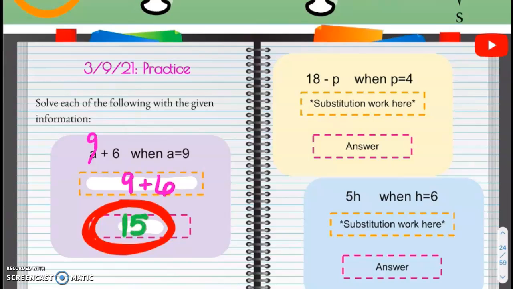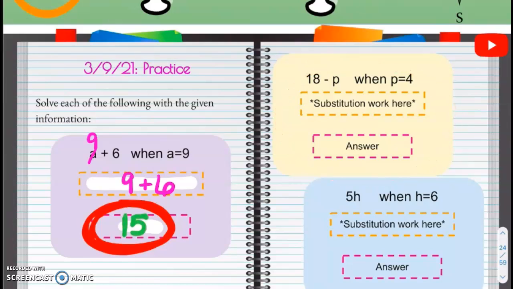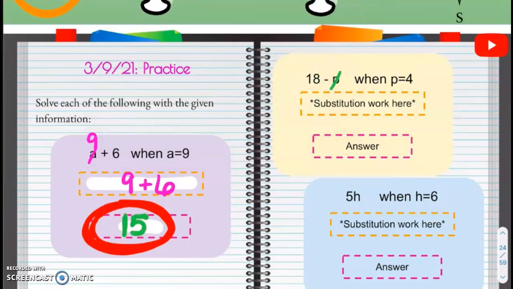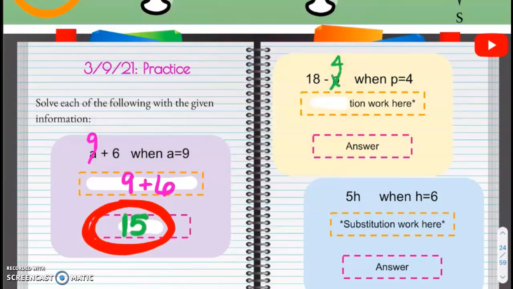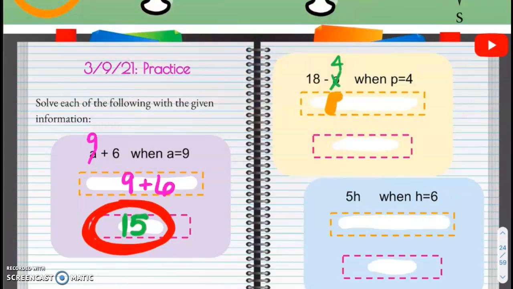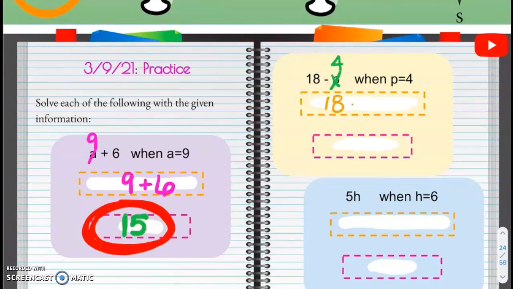15. All right, let's try over here when we have 18 minus p, but p equals 4. So we're going to replace that p with a 4. So our work that we're going to show is 18 minus 4. So we have 18 minus 4. There we go. 18 minus 4.